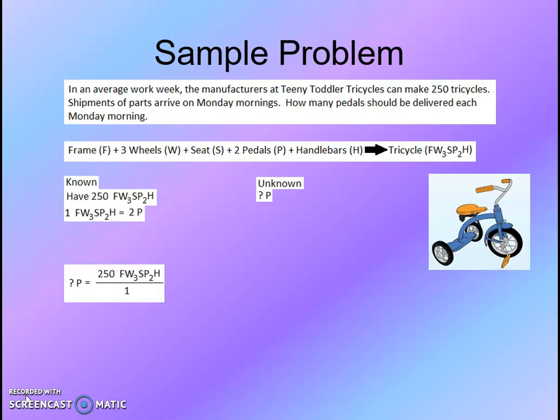So I'll take my given, put it over 1, take that 250 tricycles which are going to be made throughout the week, put it over 1. Now I need to reduce out tricycles and get 2 pedals, and I can use that relationship of 1 tricycle needs 2 pedals. Again, a conversion factor because they're equal to each other. I'm not going to change the overall value, but tricycles divided by tricycles reduces out, leaving me with pedals, which I'm trying to find, and I see that on Monday morning I need to make sure there are 500 pedals delivered to my factory in order to make our 250 tricycles for the week.